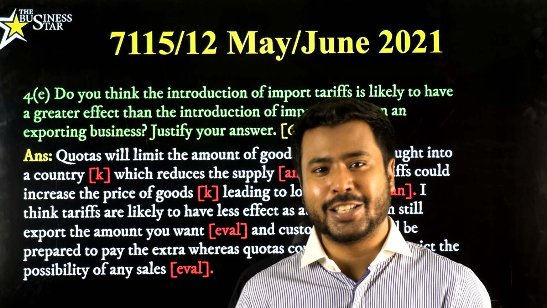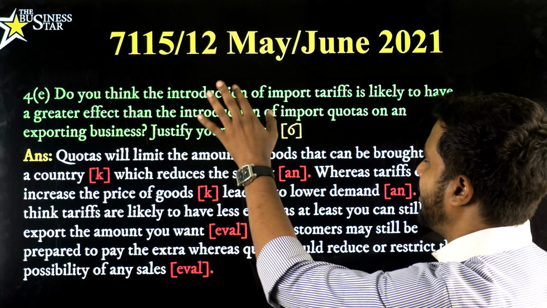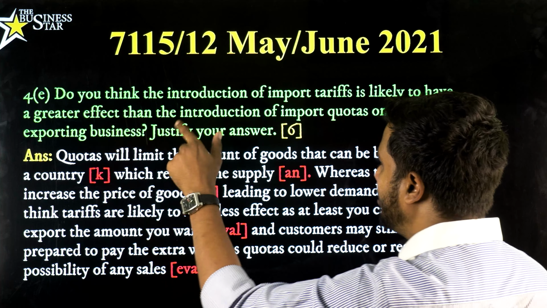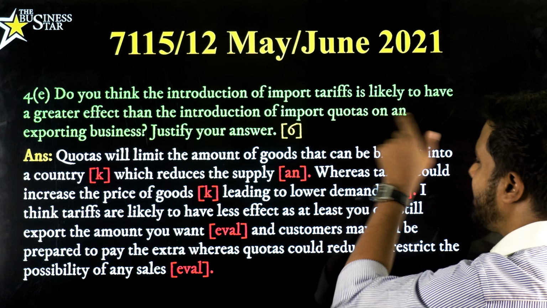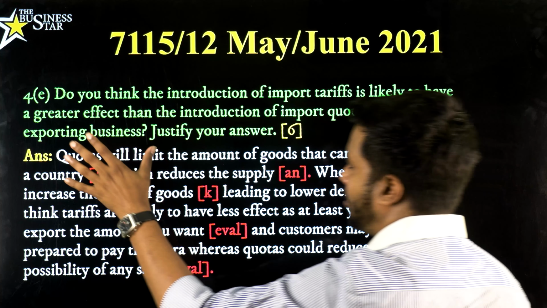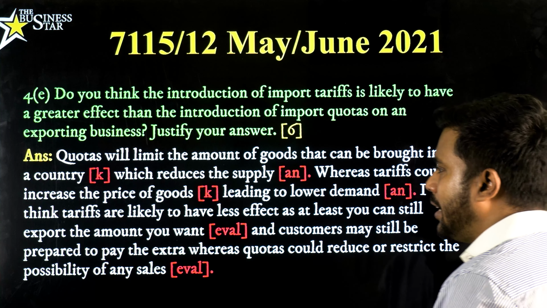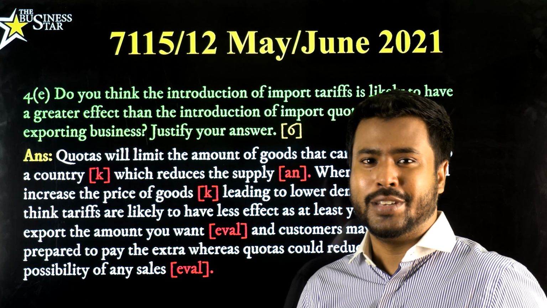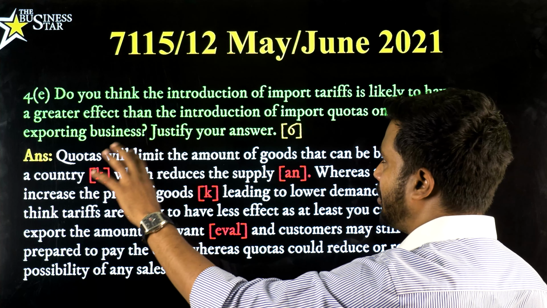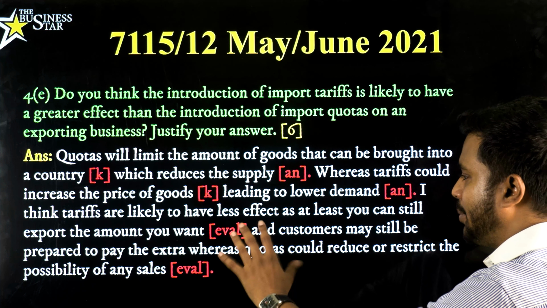Business Stars, moving on to the last question, which is question number 4e of code 7115 variant 12 May June 2021. 4e is in front of your screen. Do you think the introduction of import tariffs is likely to have a greater effect than the introduction of import quotas on an exporting business? Justify your answer. It's a 6-mark question. Again, we'll be using a combination of 2 knowledge, 2 analysis and 2 evaluation. On the first part, we'll be talking about the quotas, and the second part we'll be talking about tariffs, and then we'll be talking about the evaluation.